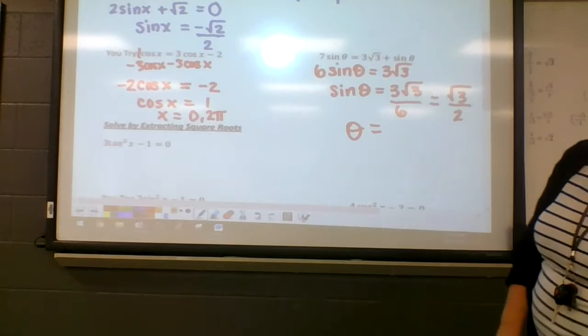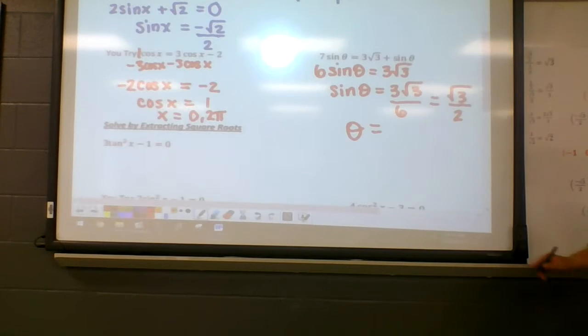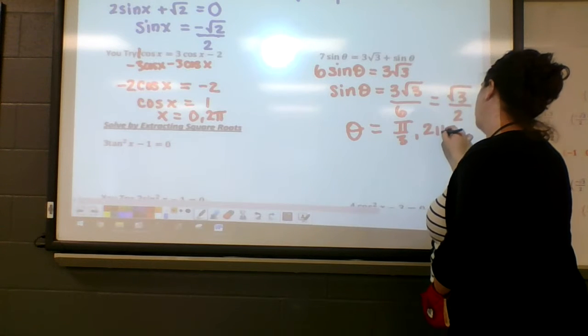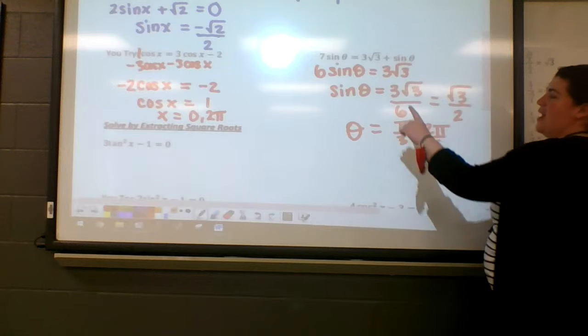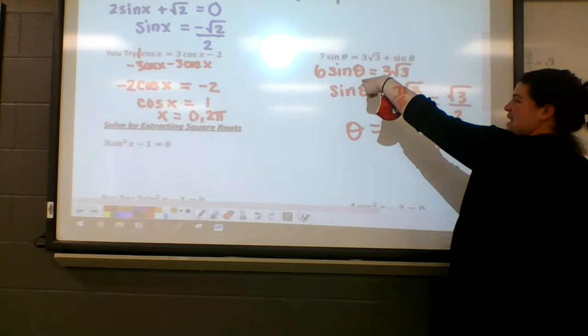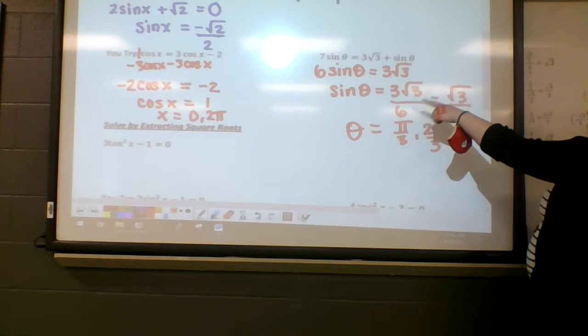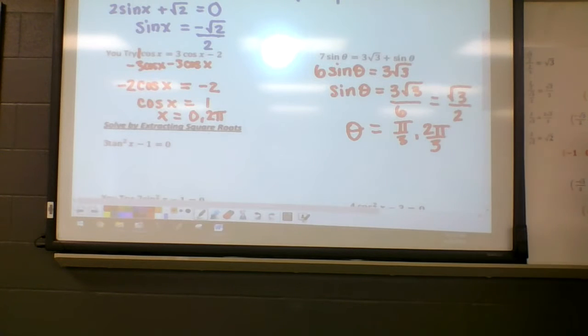All right, what did you get for your two answers here? Pi over 3 and 2 pi over 3, absolutely. So we ended up with subtracting, right? So we had 6 sine of theta. Divide by the 6, so we have 3 square root of 3 over 6, which simplifies to square root of 3 over 2. And then where is the sine square root of 3 over 2? At pi over 3 and 2 pi over 3. How did you do? Good.